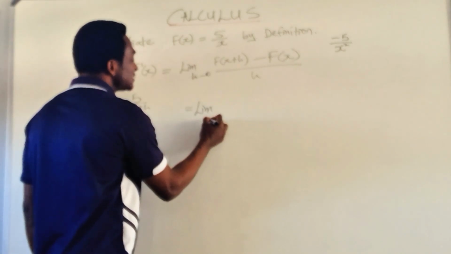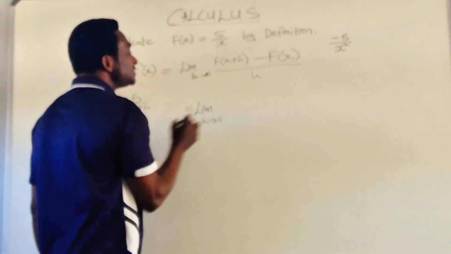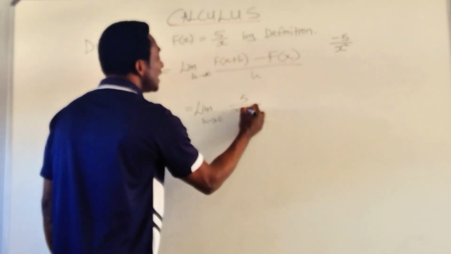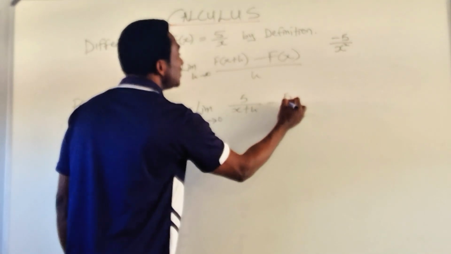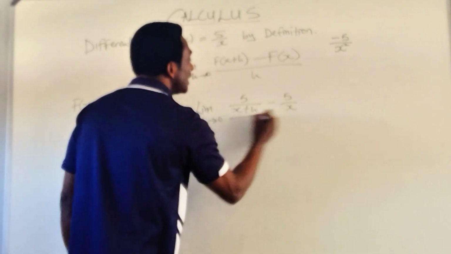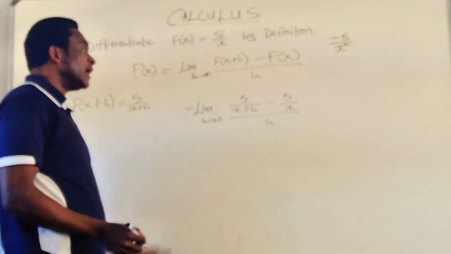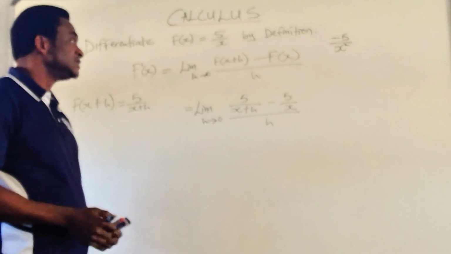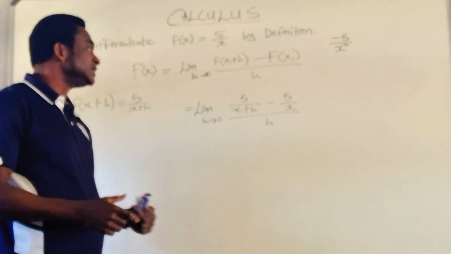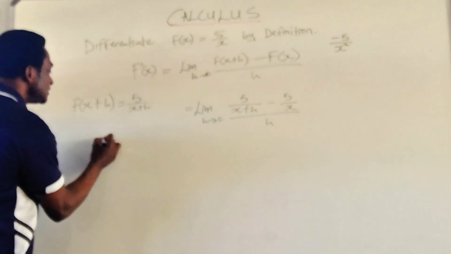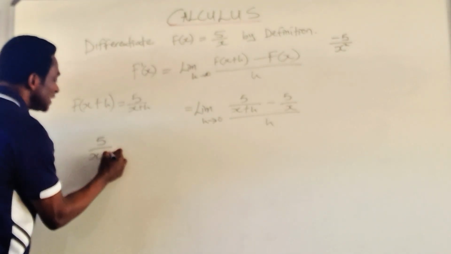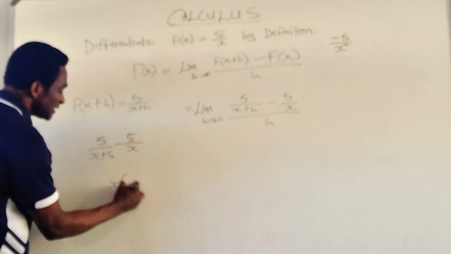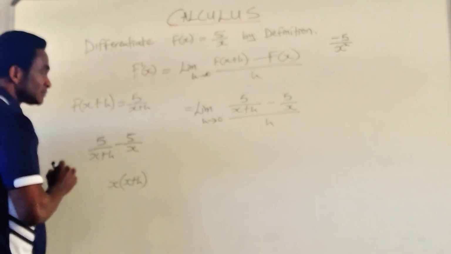Remember, like I said previously, our notation matters. So our f of x plus h in this case is 5 over x plus h minus 5 over x, which is our f of x. Now what we need to apply here is resolving fractions. So let's make this a single fraction and then take it from there. So this is 5 over x plus h minus 5 over x. If we take the LCD, the LCD will be x into x plus h.